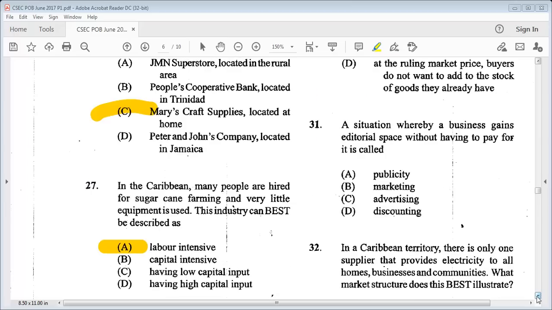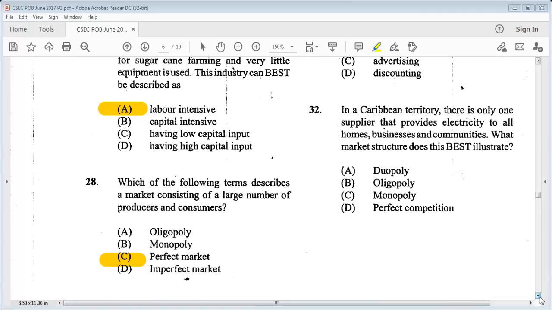31 says, a situation whereby a business gains editorial space without having to pay for it is called A, publicity. 32 says, in a Caribbean territory, there is only one supplier that provides electricity to all homes, businesses, and communities. What market structure does this best illustrate? We know it is C, monopoly.